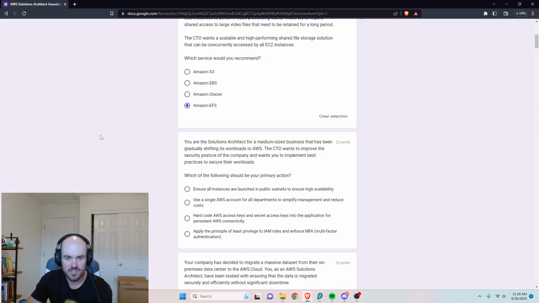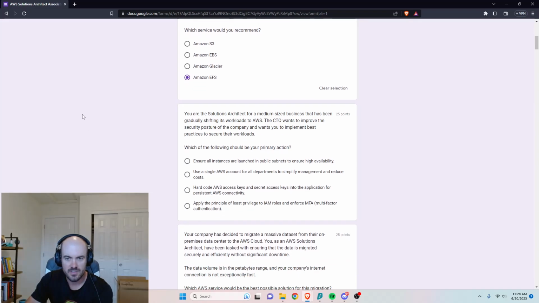You are the solutions architect for a medium-sized business that has been gradually shifting its workloads to AWS. The CTO wants to improve the security posture of the company and wants you to implement best practices to secure their workloads. Which of the following should be your primary action? So right off the bat, we're thinking security, because we want to consider best practices for securing workloads.